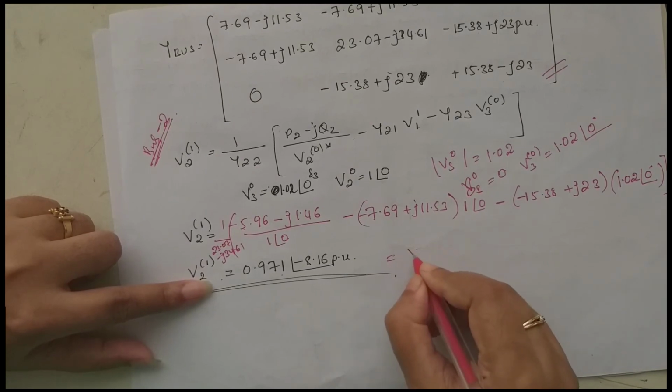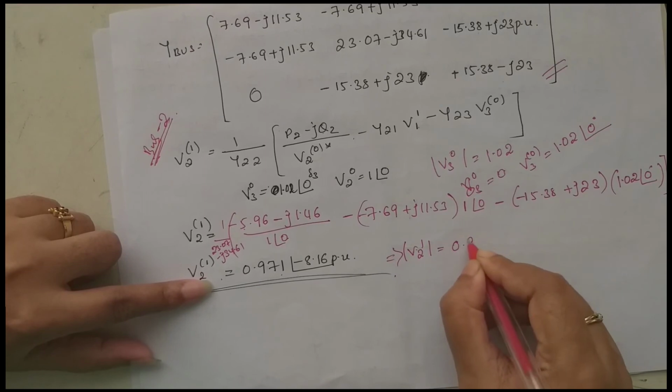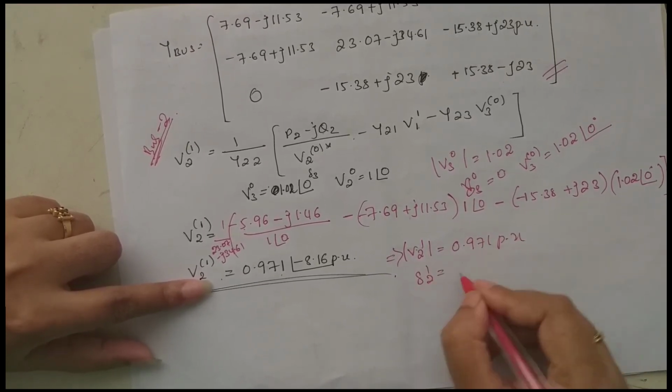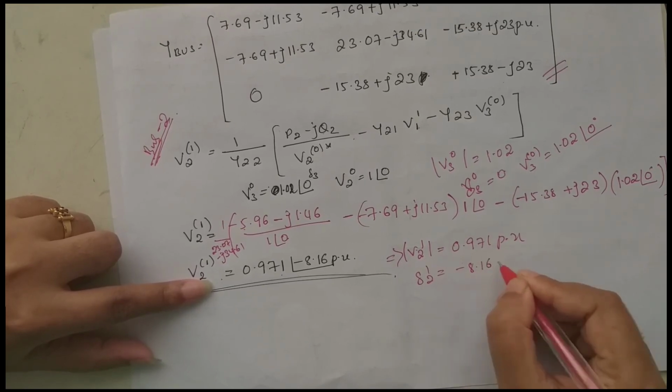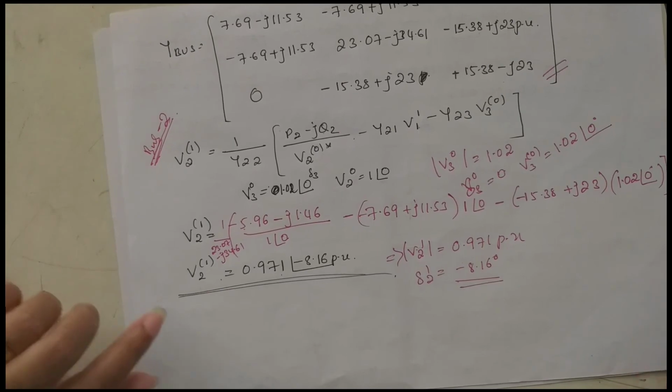So here V2 magnitude is 0.971 per unit, and delta 2 is minus 8.16 degree. Thank you.